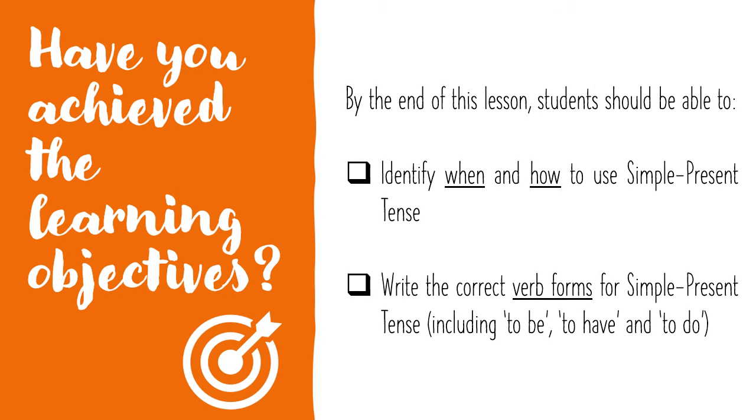Now we have learned all the things that we have to remember about simple present tense. It's pretty simple and you just have to practice. So, have you achieved the learning objectives? Are you able to identify when and how to use simple present tense? And are you now able to write the correct verb forms for simple present tense, including the verb to be, to have, and to do? If you're able to do these things, now you can move on.